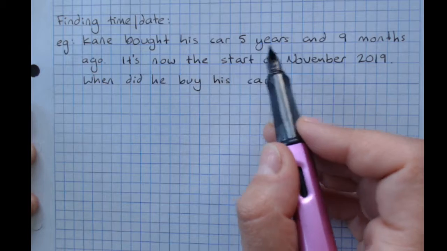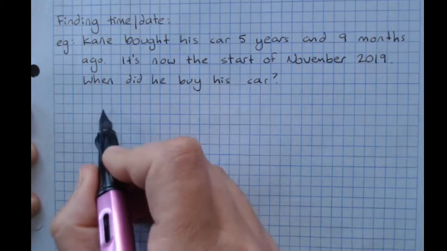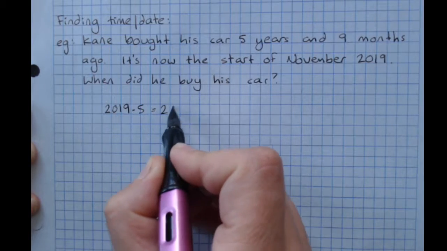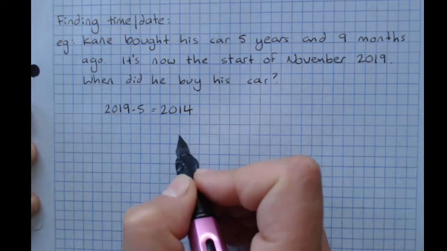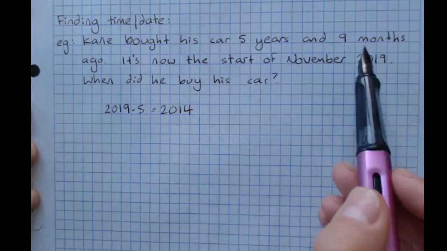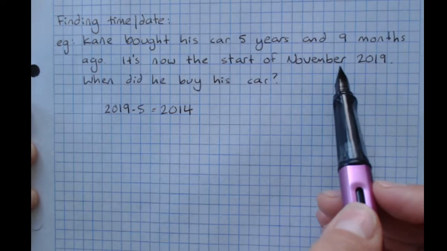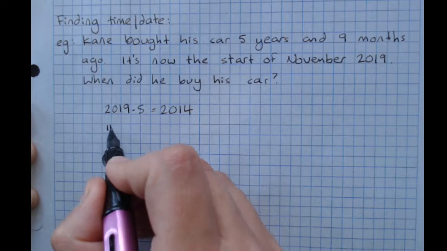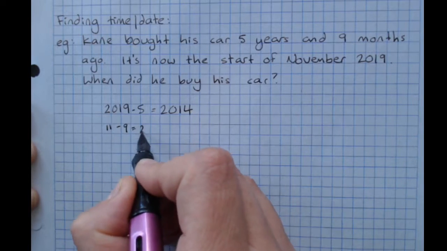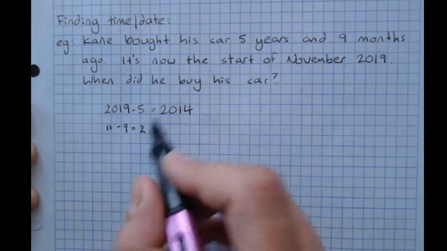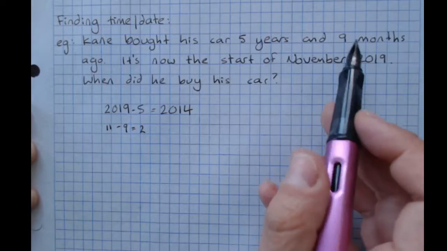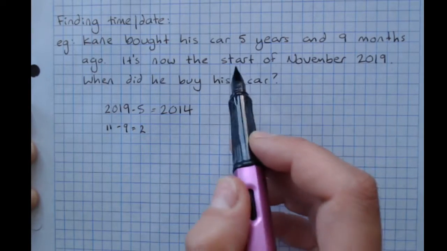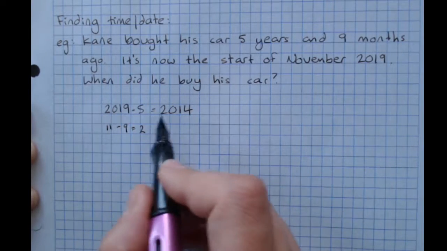It's 5 years ago. So 2019, take away 5 is 2014. So he bought his car presumably in 2014, but we've also got to count back 9 months. November is the 11th month. Take away 9 months is 2. The second month is February. And so if we're assuming this is exact, then we got to the start of February 2014.